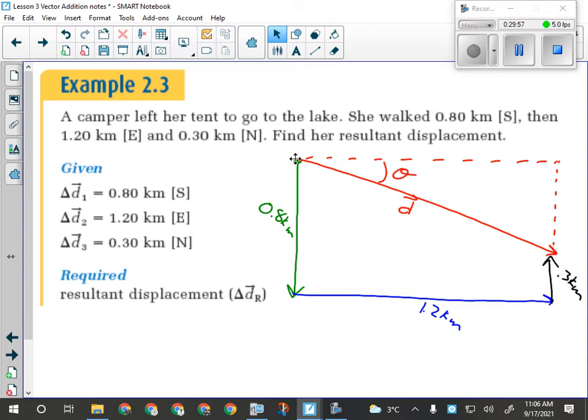Okay, so what I did there is I said this red triangle has a y component, a vertical or north-south component, and an x component, an east-west or horizontal component. I can calculate this y by simply going 0.8 kilometers south plus 0.3 kilometers north, which gives me 0.5 kilometers south. And then this side has got to be equal to this side. Everybody with me there? Okay. All right, so we got that this side here must be 1.2 kilometers. Everybody good with that?